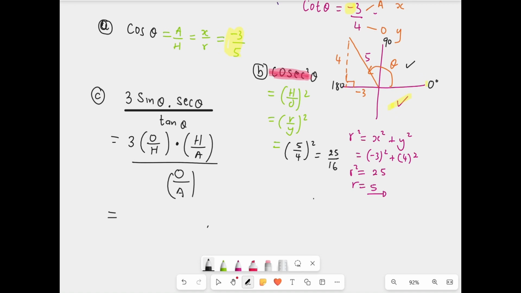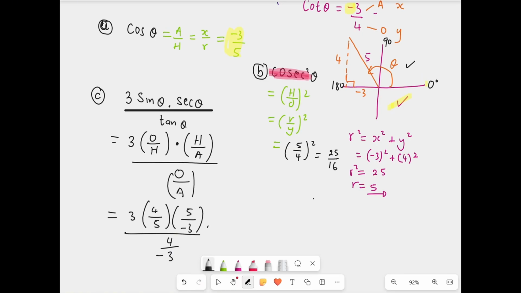And then now substitution. This is equal to 3. Now, what is our opposite? Remember, opposite is the same as y. So our opposite here is 4 over, what is hypotenuse? 4 over 5, into 5 over, what is adjacent? -3. All divided by, what is opposite? It is 4 over, what is adjacent? -3.